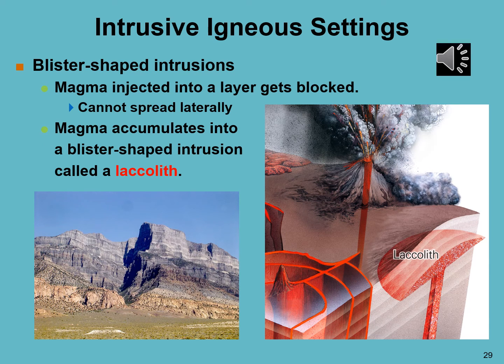In some places, the magma injecting between layers gets blocked and can't spread laterally very far, so the magma accumulates to form a blister-shaped intrusion known as a laccolith, L-A-C-C-O-L-I-T-H, that pushes the overlying strata upward into a dome. In the photograph at the lower left, a pink monzonite laccolith intrudes within the gray Cambrian and Ordovician strata near Notch Peak, Utah. Monzonite is an igneous rock that straddles the intermediate to felsic class boundary.